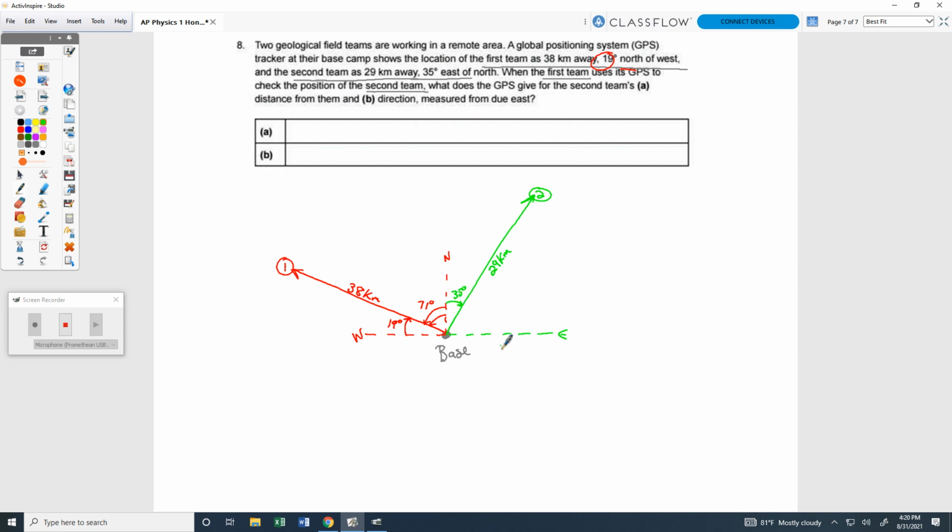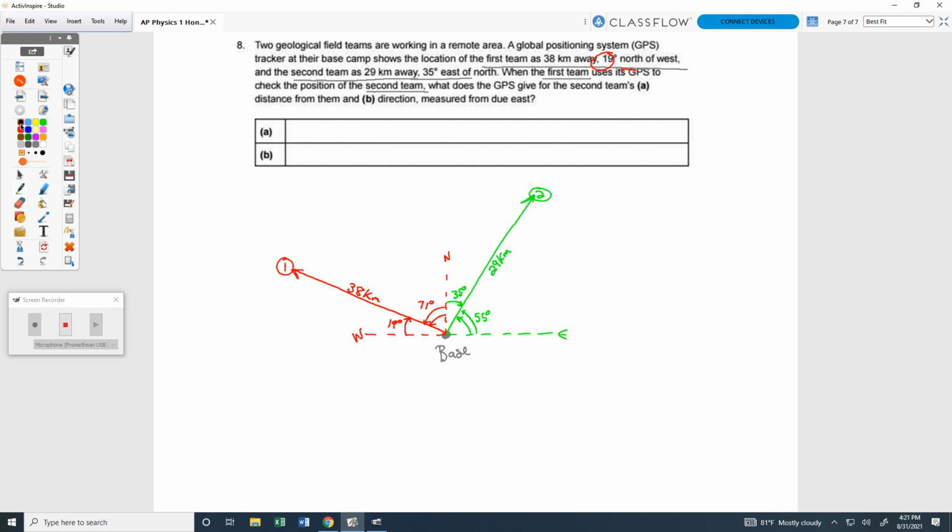Now, most of the time we don't tend to do angles from the middle of this. So I'm going to do the outside angle. I'm going to do its complement and realize that that 35 degrees east of north would also be 55 degrees north of east. Why do I do that? So here is my goal. I want to find where team number 2 is in relationship to team number 1. And when I do that, I should be able to find the difference between these two vectors.